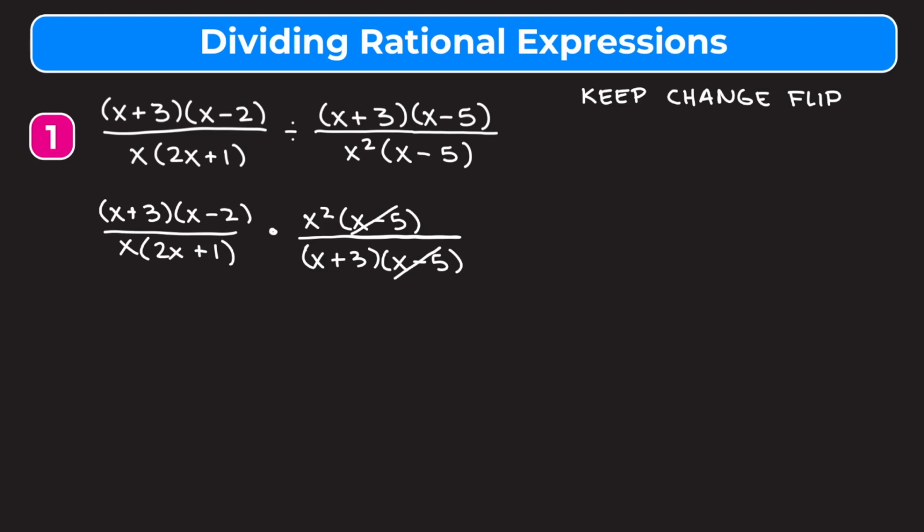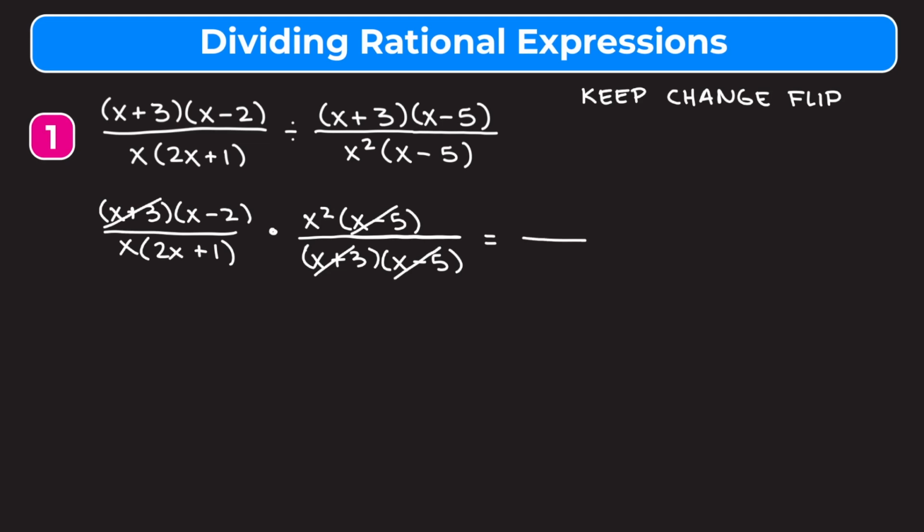And now we want to see if we can cross-reduce anything. So remember, that means we want to see if we can cancel out anything in the numerator of one fraction and the denominator of the other fraction. So we can cross out the x plus 3 in the top of our left fraction and the x plus 3 in the bottom of our right fraction. And we're going to be able to cross out something else, but let me write what we have so far a little bit differently so we understand what we're crossing out.